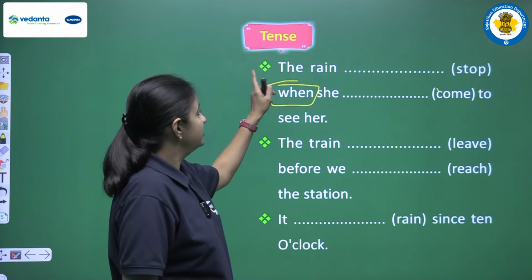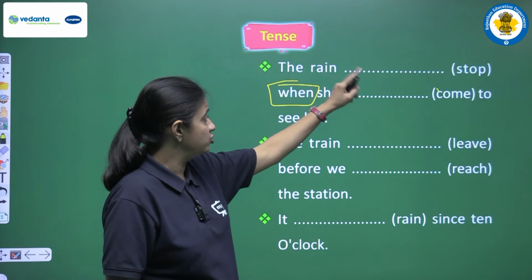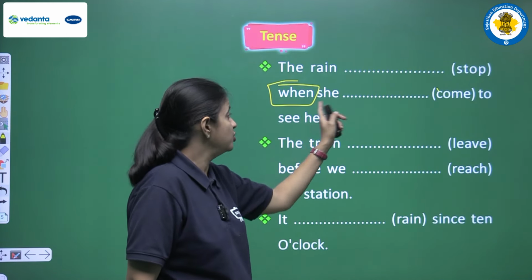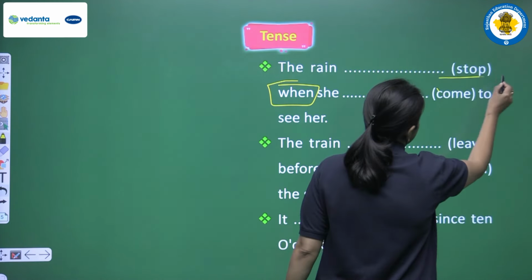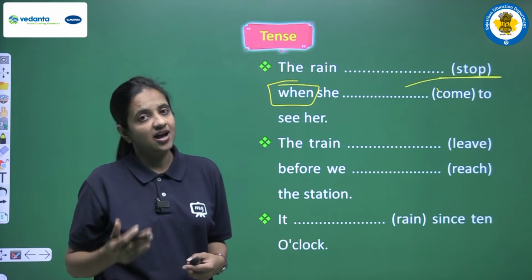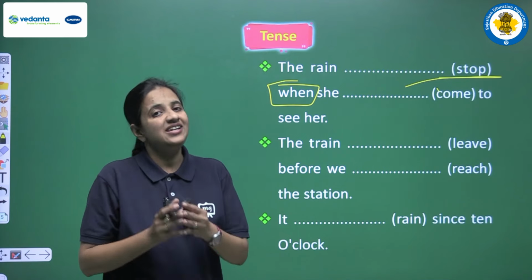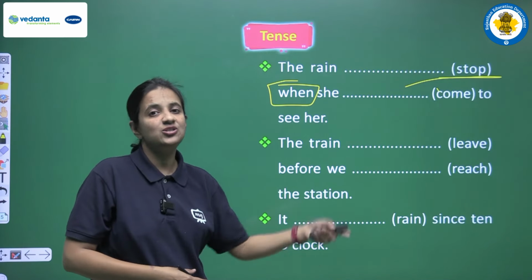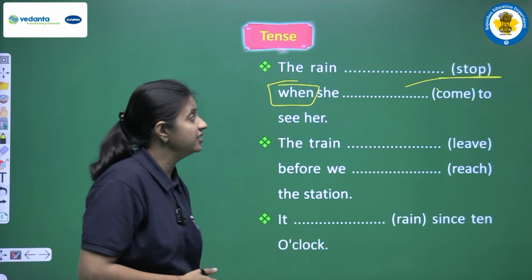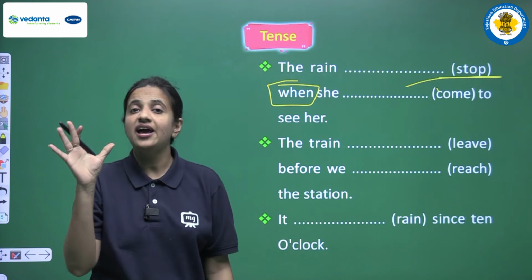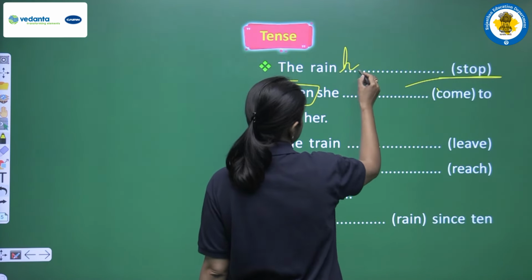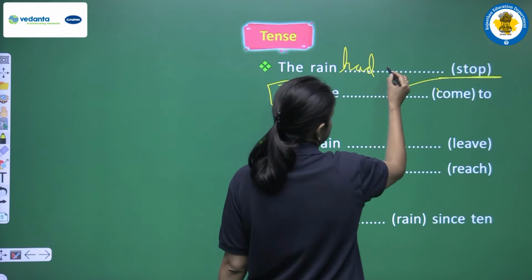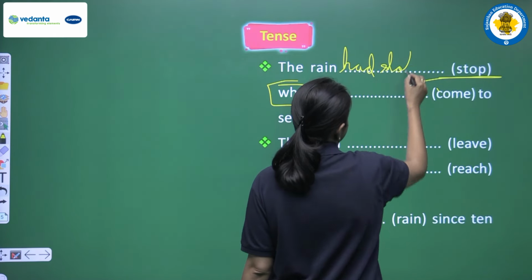So let's read. The sentence is: the rain stopped when she come to see her. So here we will use the rain stop, right? So यहाँ का जो action है ये actually पहले complete हुआ है. So we will use past perfect here, and past perfect means had plus third form. So as a helping verb we will use had first of all. Third form of stop is stopped.